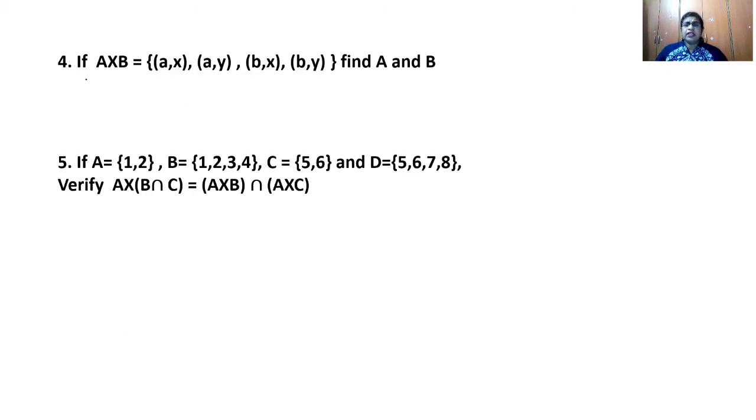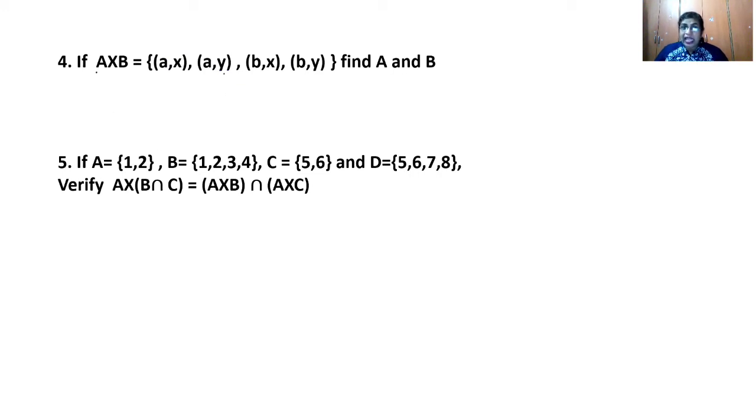Yes, so what is given in this fourth question? Let us understand. If A cross B is equal to the set of all (a, x), (a, y), (b, x), (b, y). The question tells us to find the sets A and B. Okay, so very simple. So A cross B has how many ordered pairs? First you get that idea. So A cross B has 4 ordered pairs. That means the number of elements in A cross B is equal to 4. So I need to find who is the set A.